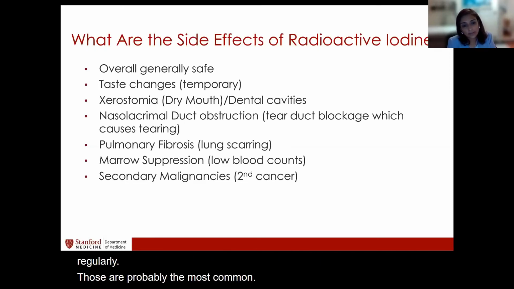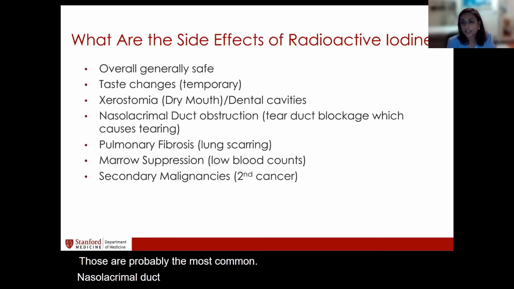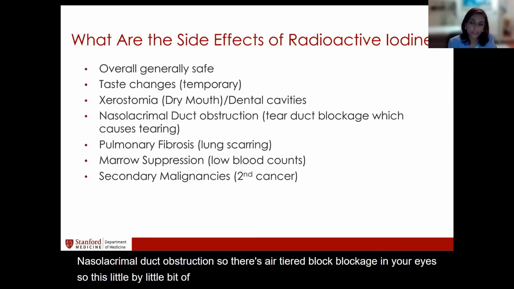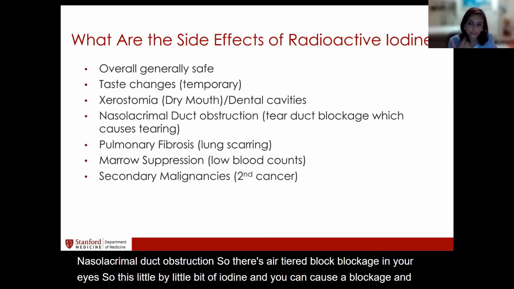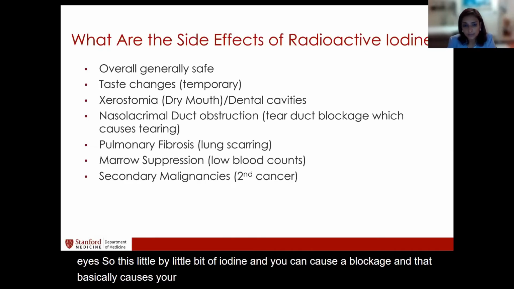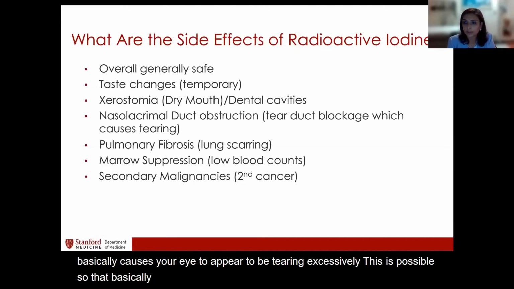The nasolacrimal duct obstruction. So there's a tear duct blockage in your eyes. The radioactive iodine uses a little bit of iodine and you can get a blockage, and that basically causes your eye to appear to be tearing excessively. This is fixable with the surgical stent procedure that an eye doctor can place in.